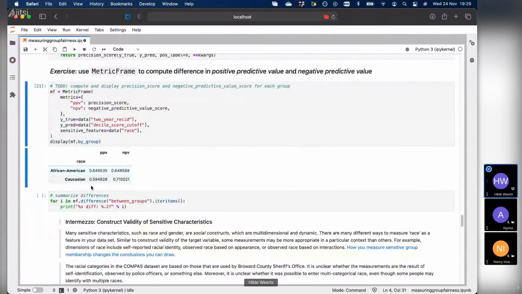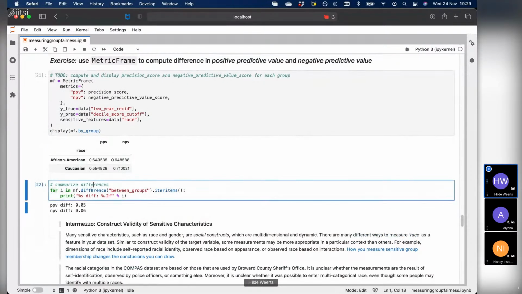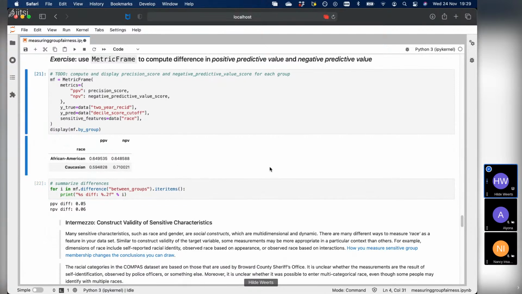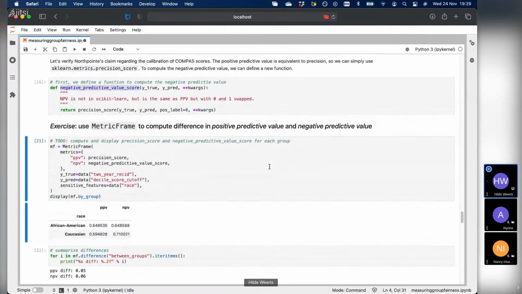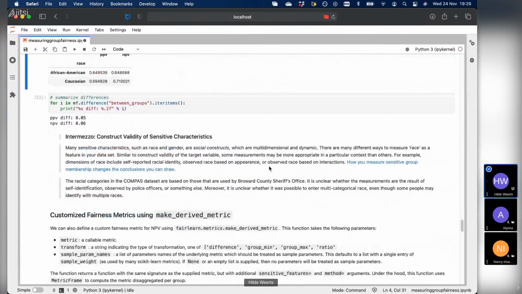So here we can see that the differences indeed look pretty small, and we can again compute it like this. So 0.05, 0.06, that's quite small, at least compared to the other differences that we've seen. So it does look like the claim of North Point that there is equal calibration actually holds here.